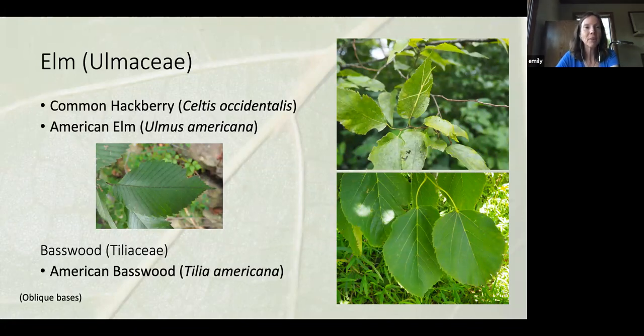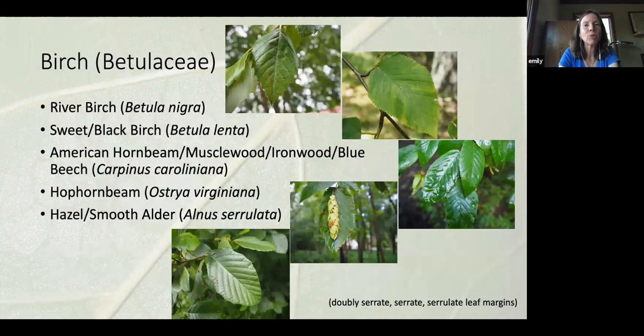Okay. So the next family is the birch family, and I've put this one in the right bottom corner. This has doubly serrate, serrate, and crenulate leaf margins. The first one at the top of the screen is the river birch, and you can see that doubly serrate leaf margin on that one.